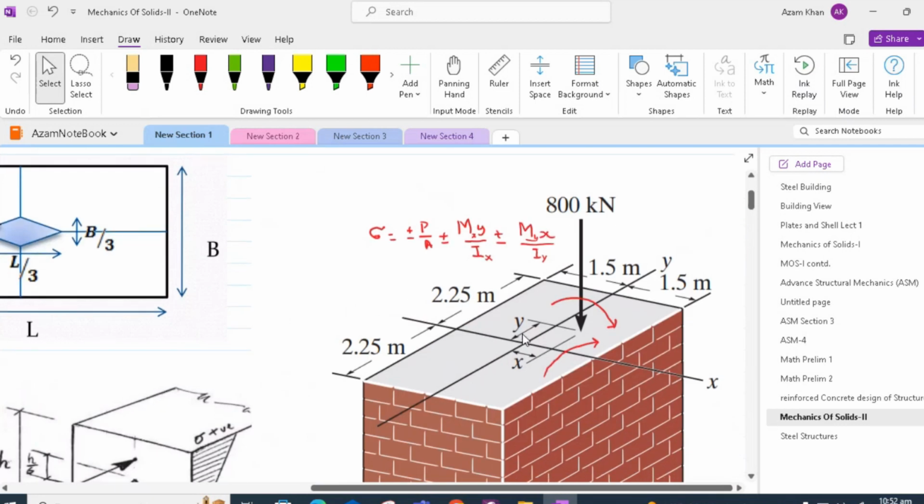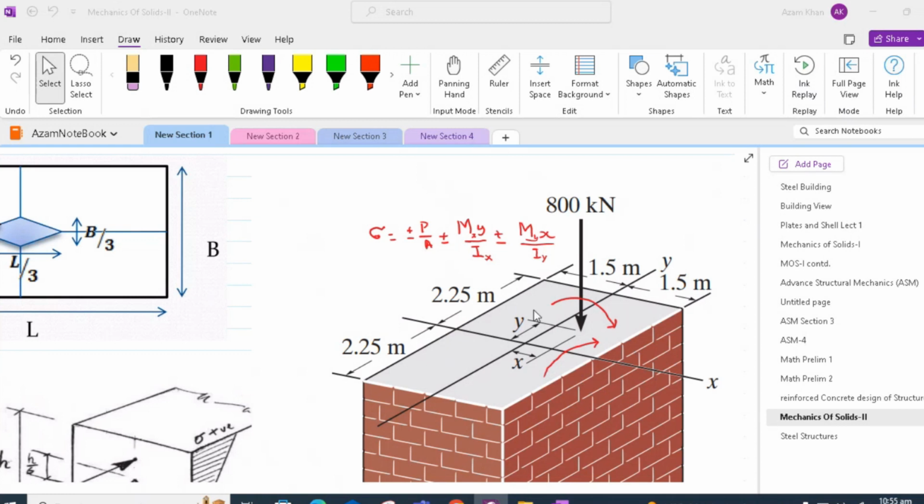This can be explained by another example, where we have a masonry pier subjected to some concentrated loading. The concentrated loading is eccentrically applied on this masonry pier. In other words, the concentrated load is at a distance x from the y-axis and at a distance y from the x-axis. Thus, we would have a case of combined stresses consisting of compressive stress P by A and two flexure stresses due to the moments about the x-axis and the y-axis.